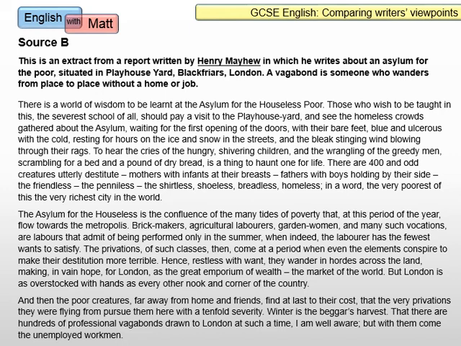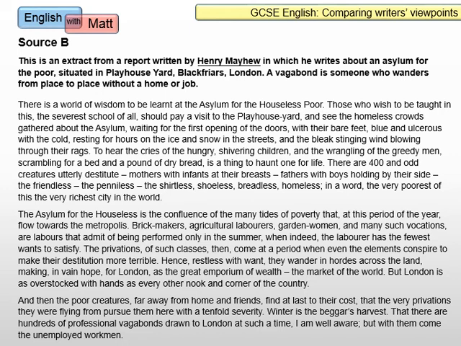To hear the cries of the hungry shivering children, and the wrangling of the greedy men, scrambling for a bed and a pound of dry bread, is a thing to haunt one for life. There are 400 and odd creatures utterly destitute, mothers with infants at their breasts, fathers with boys holding by their side, the friendless, the penniless, the shirtless, shoeless, breadless, homeless, in a word, the very poorest of this, the very richest city in the world.